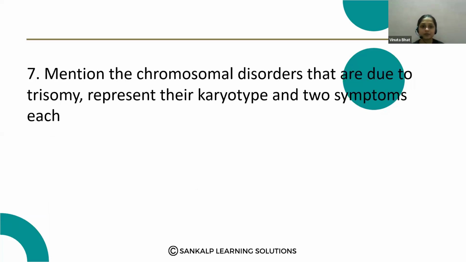Next question. Mention the chromosomal disorders that are due to trisomy, represent their karyotype and two symptoms. Trisomy occurs in Down syndrome.